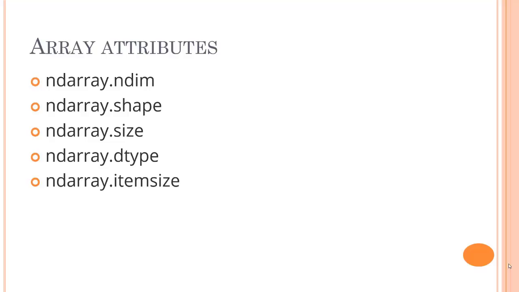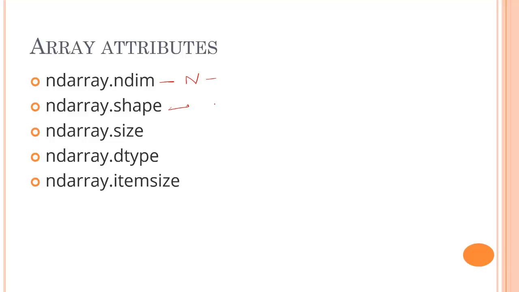There is a variety of array attributes present in NumPy. The first one is ndarray.ndim. With this we can work with n-dimensional arrays. For that particular purpose we use this attribute. Next comes the shape.